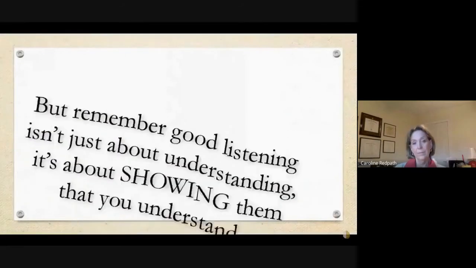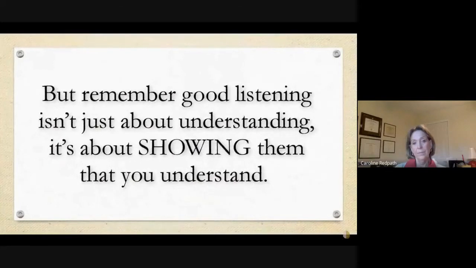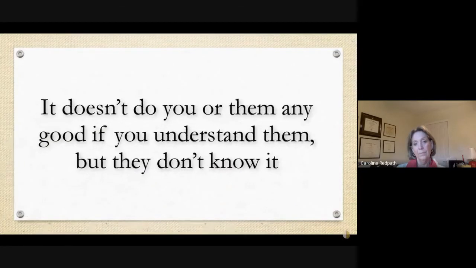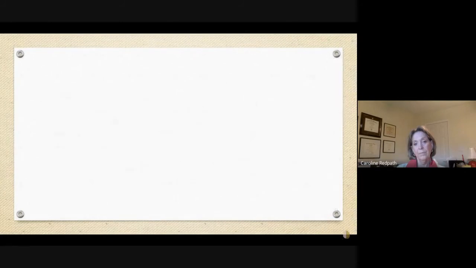But remember, good listening isn't just about understanding, it's about showing them that you understand. And making little reflective statements like this can go a long way to help the other person feel understood. It doesn't do you or them any good if you understand them, but they don't know it. Hearing it back can be a good part of the healing process for some people. You can also use this if you're unsure exactly what they mean.